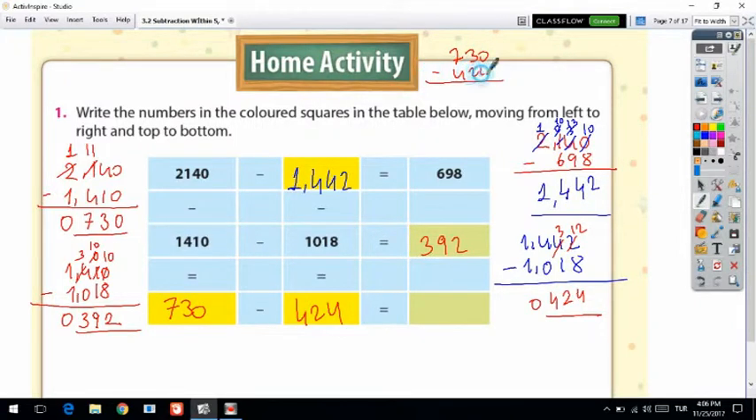730 minus 424. 0 minus 4 is equal to, we cannot, so we go to the next. 3 will be 2, then 0 will be 10. 10 minus 4 is equal to 6, then 2 minus 2 is equal to 0, then 7 minus 4 is equal to 3. Your answer is 306.